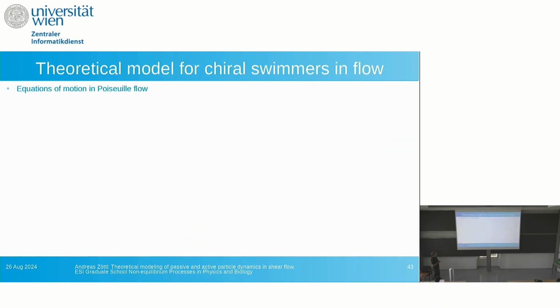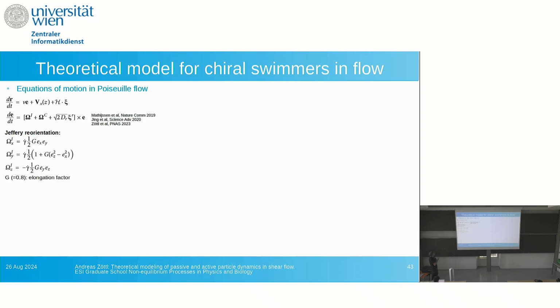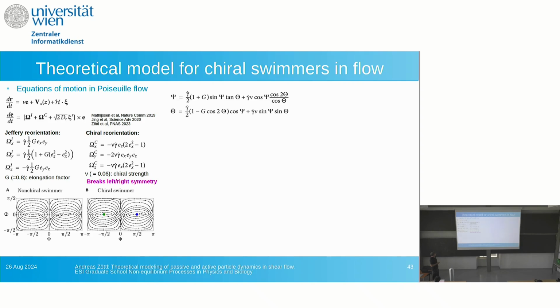Okay, and the model, right? Everything starts from Jeffery, and then you just add more terms. This is what we do. It sometimes takes some years to find out which terms and how you arrive at them, but this is essentially what we do. Here you have the Jeffery term, the chirality-induced term, and the noise. Here you have the activity and the flow, and maybe some translational noise if you like. Then you can do very simple simulations and just add all the things up.